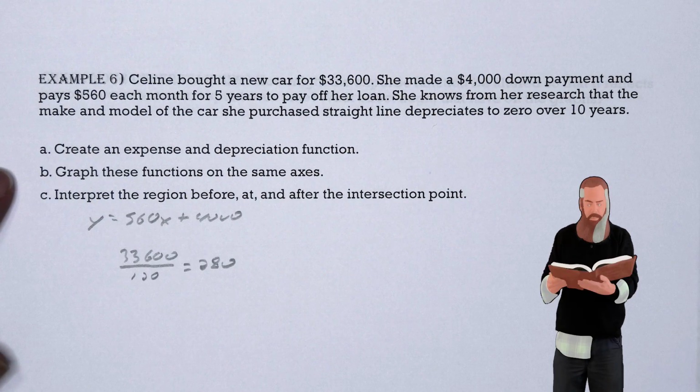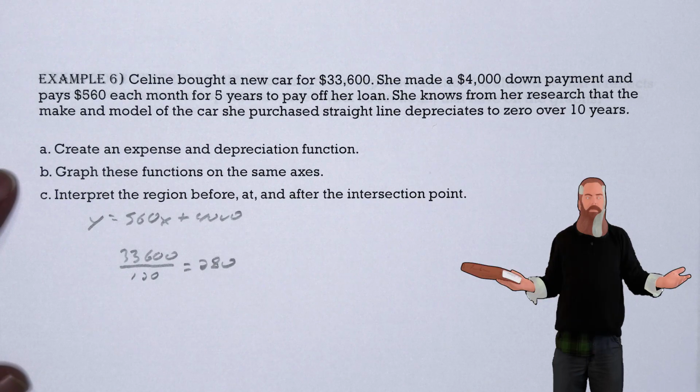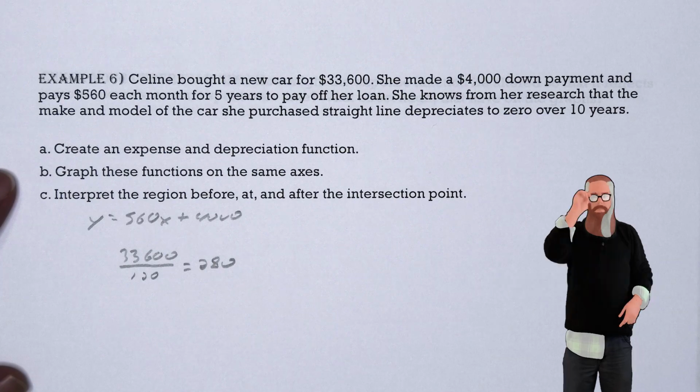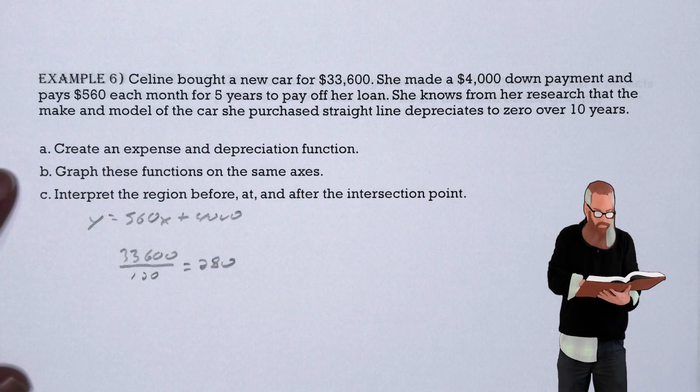To calculate the slope of the depreciation equation, we're going to use the coordinates to interpret. So we have (0, 33,600) and (120, 0).